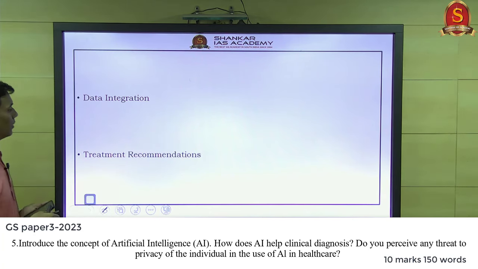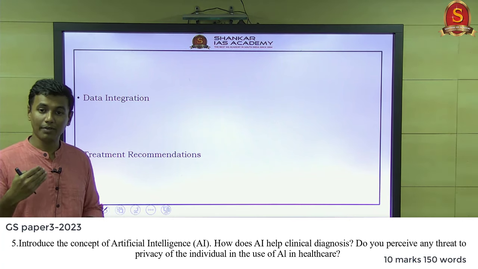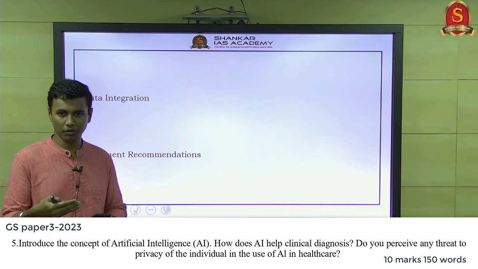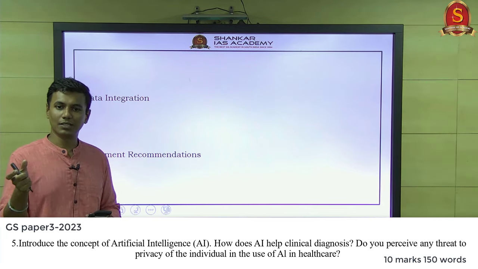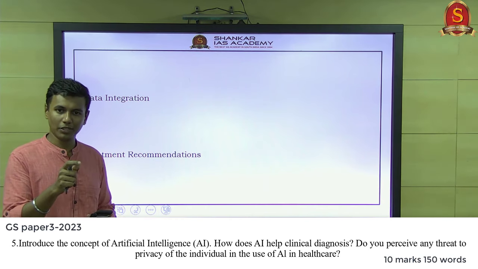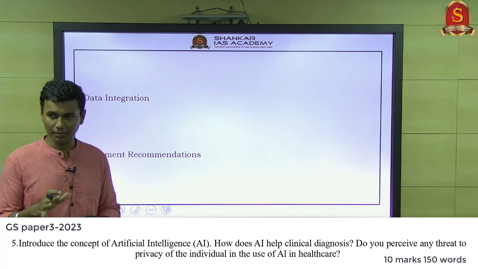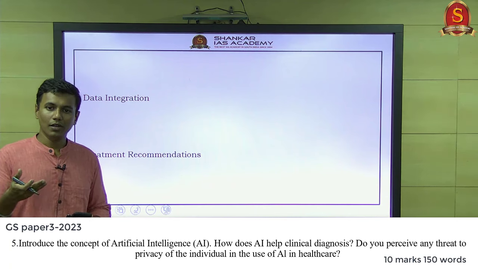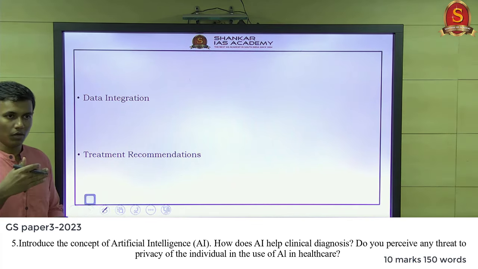And then treatment recommendations. Even though doctors do this, artificial intelligence also can give treatment recommendations based on the input taken from the doctors, because it's more like a learning process wherein the AI model learns how the treatment is adjusted based on the anomalies. So based on that, even artificial intelligence can start giving recommendations for the treatment. So these are the ways by which artificial intelligence can drastically change the way medical diagnosis is going to work.